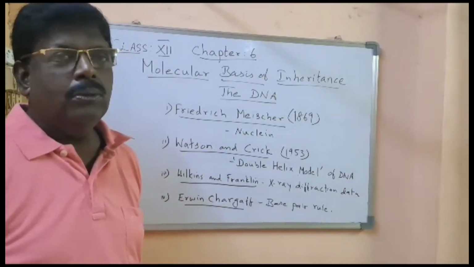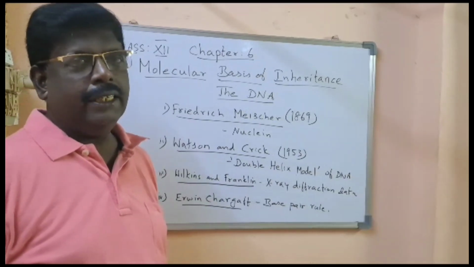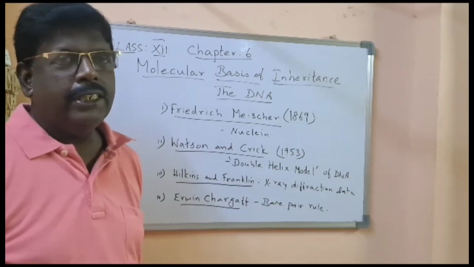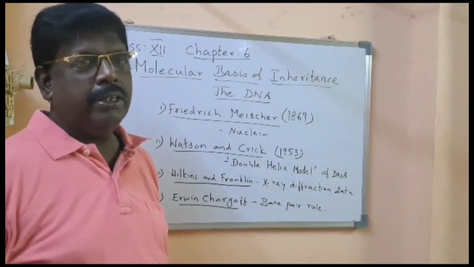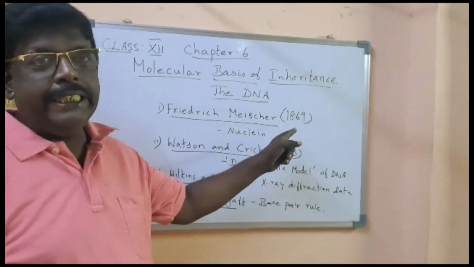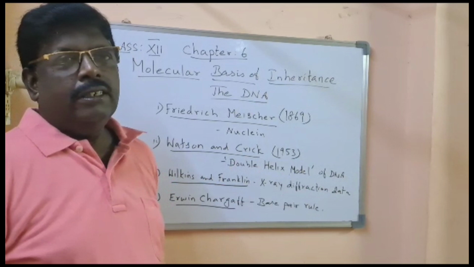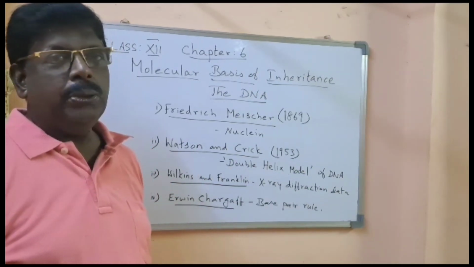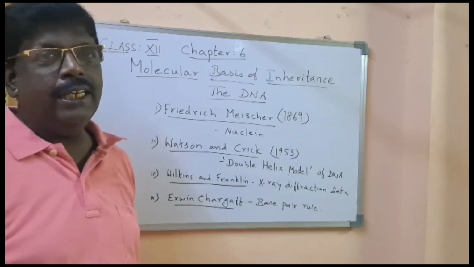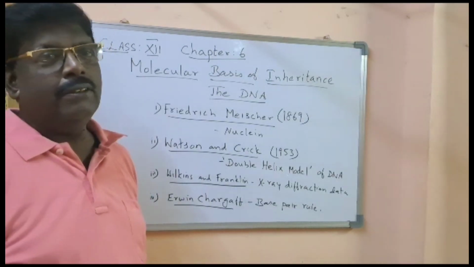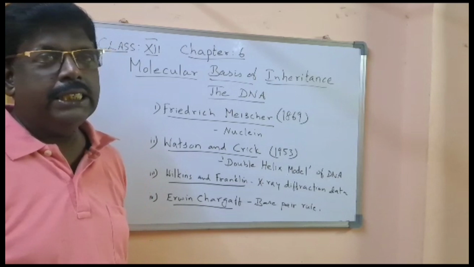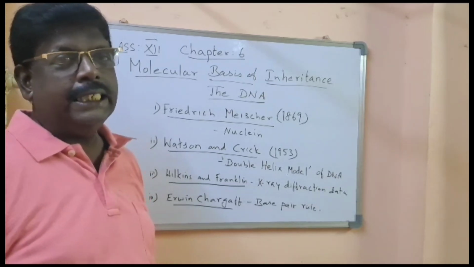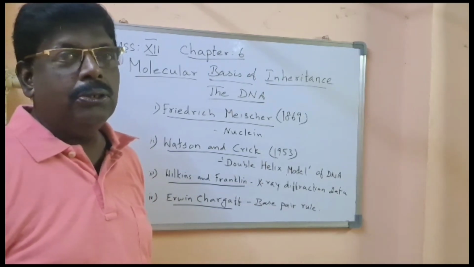So who first identified DNA? It is Frederick Meischer, in the year 1869. He identified an acidic substance and named it nuclein. Not DNA, but he named it nuclein.